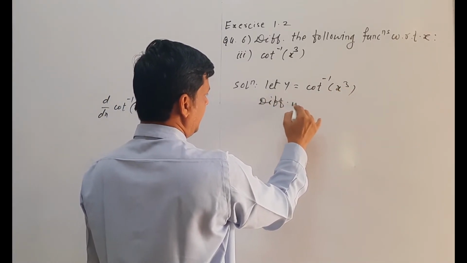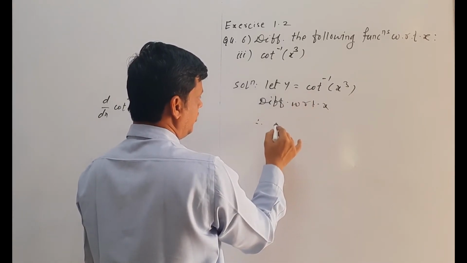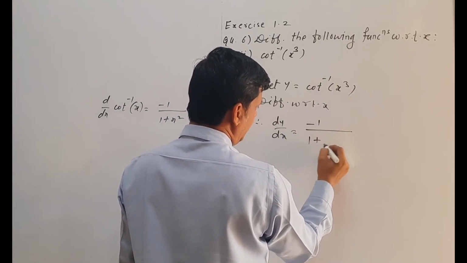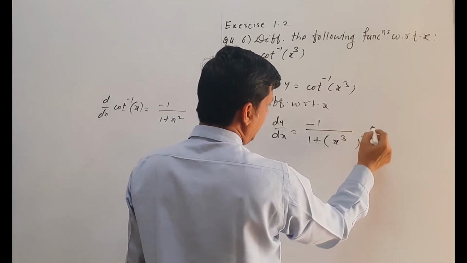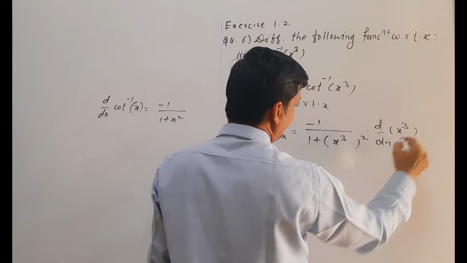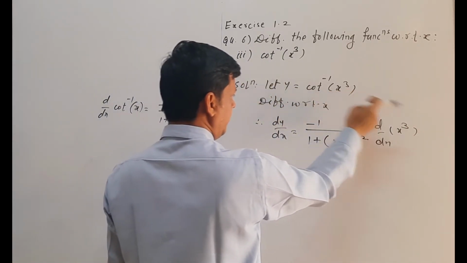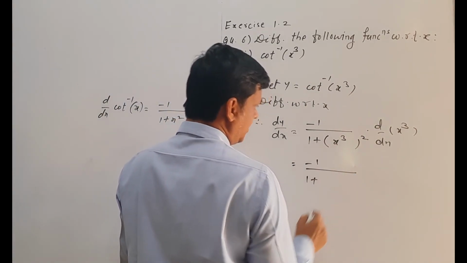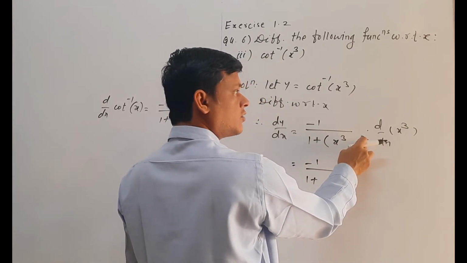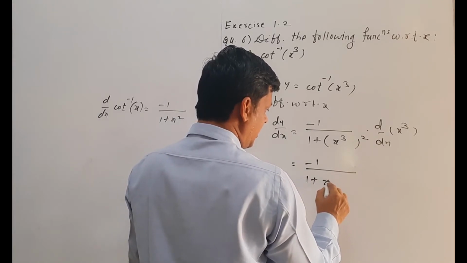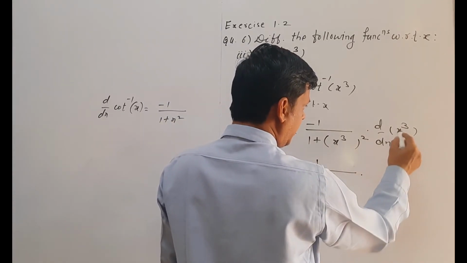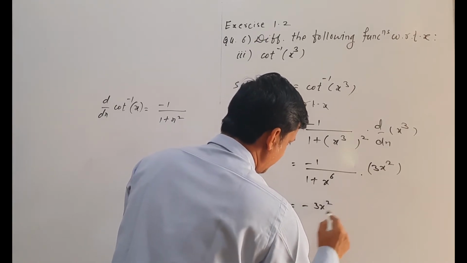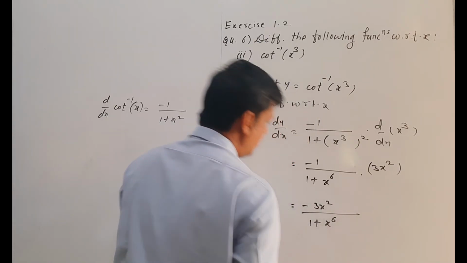So we write here, differentiate with respect to x. Therefore derivative of y with respect to x is dy by dx. Derivative of cot inverse is minus 1 upon 1 plus x cube its square into derivative of x cube. First we find derivative of outer function, then we find derivative of inner function. So we write here minus 1 upon 1 plus, so x cube its square. So we write power in multiplication. So we write here x raised to the power 6 into derivative of x cube is 3x square. So we write this in one step, minus 3x square upon 1 plus x raised to the power 6.